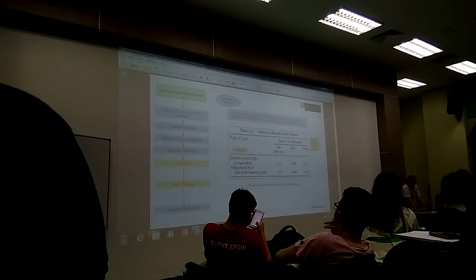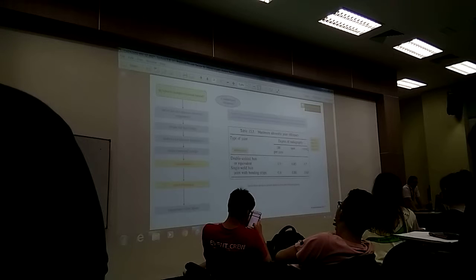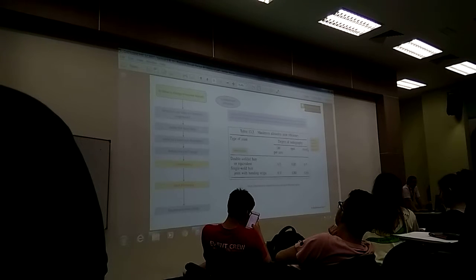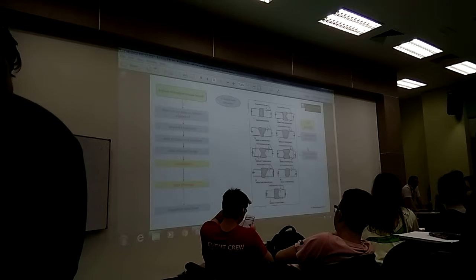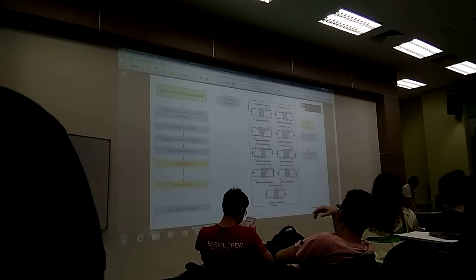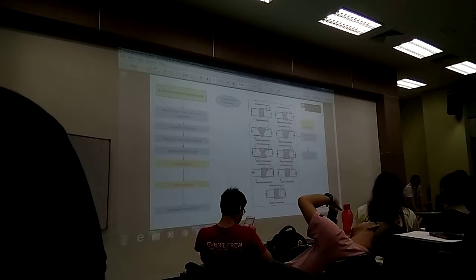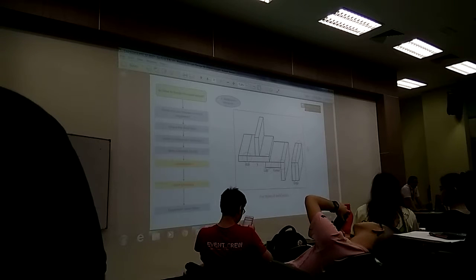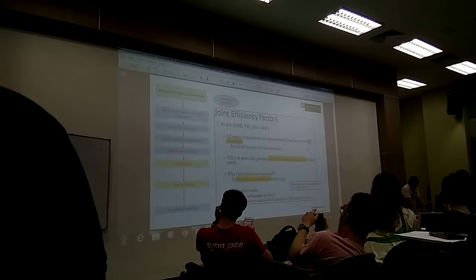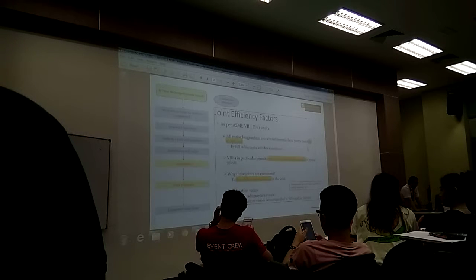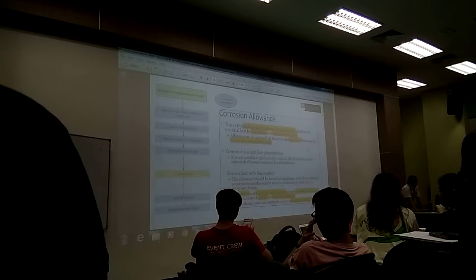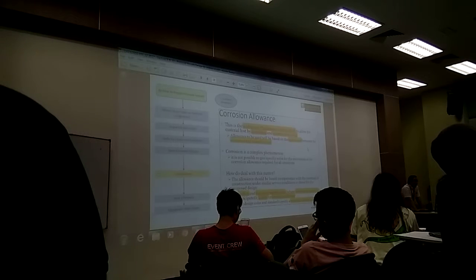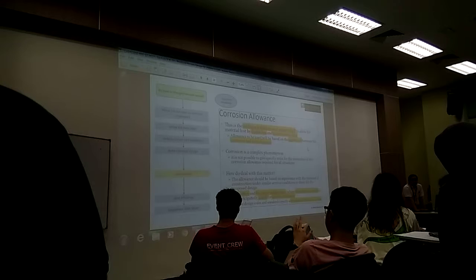To get the joint efficiency factor, depending on the degree of radiography and also the welding type. Okay, and illustration of the different part welding, either single welded or double welded, different type of welding points. Joint efficiency factor, how to get them. Construction, this is not that important. Corrosion allowance, remember the standard one is 2 mm. When you do the calculation, don't forget to add the corrosion allowance.